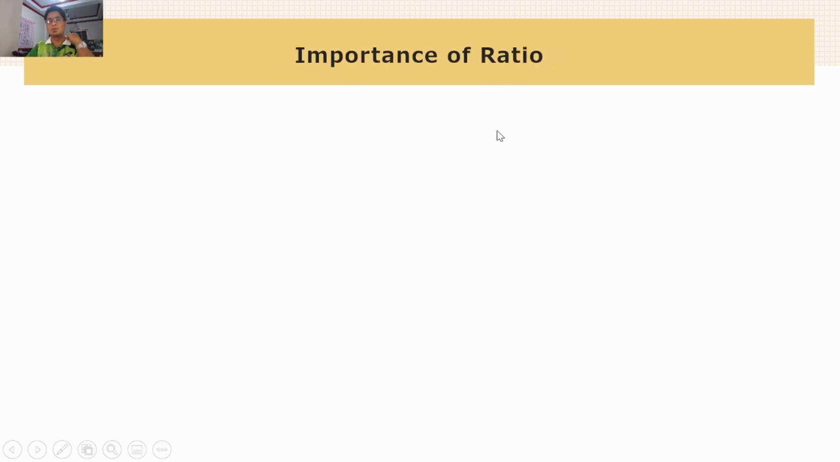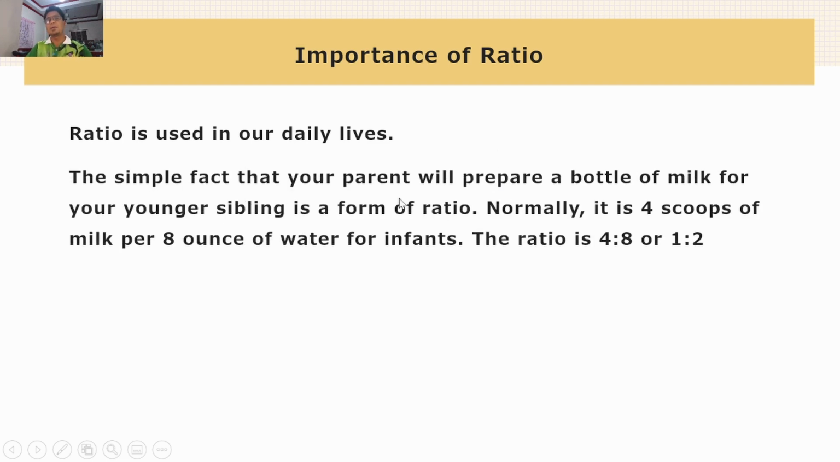Okay, importance of ratio. Sabi ko kanina, this topic actually nagagamit po natin in our daily lives. Hindi lang natin napapansin. So tingnan natin. So ratio is used in our daily lives. Anong patunay po natin dyan? The simple fact that your parent will prepare a bottle of milk for your younger sibling is a form of ratio. Halimbawa, meron kayong baby sa bahay, ipinagtitimpla ng gatas, ina-apply na yung ratio. So normally, it is 4 scoops of milk per 8 ounce of water for infants. So 8 ounce yung water mo, tapos ang scoop mo ng milk na ilalagay, 4 scoops. So the ratio is 4:8 or 1:2.